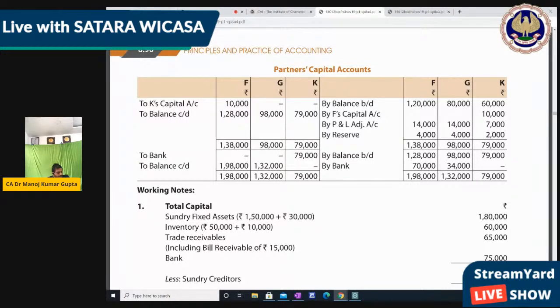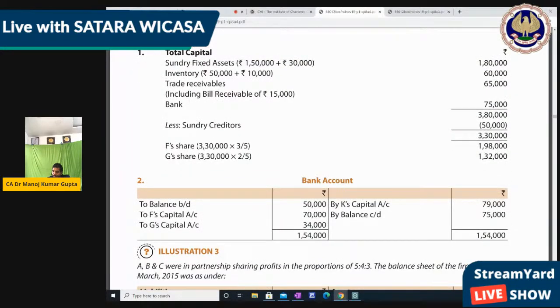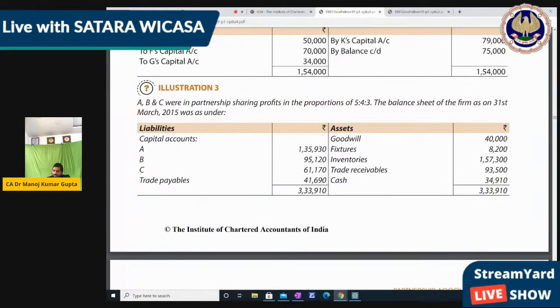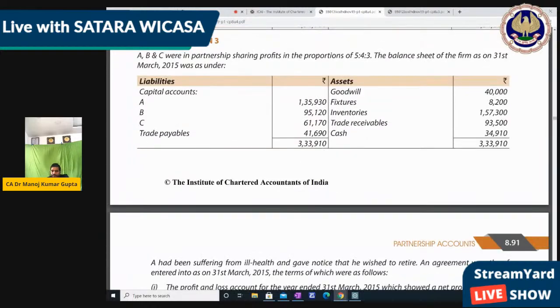Now, next, illustration 3. A, B, and C were partners sharing profit and loss in the proportion of 5:4:3. The balance sheet of the firm as on 31st March 2015 was as follows.